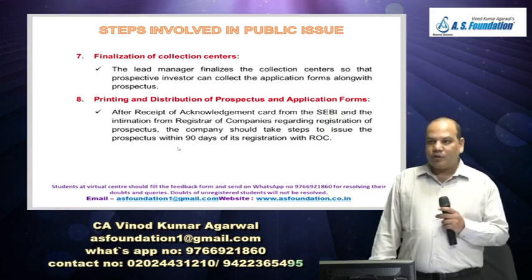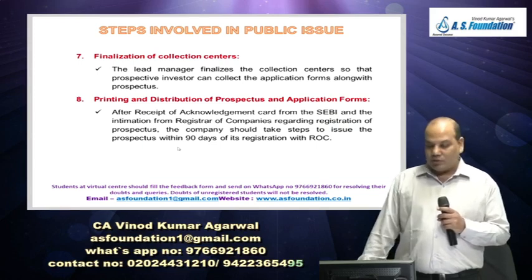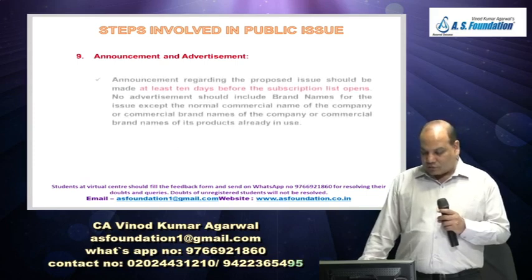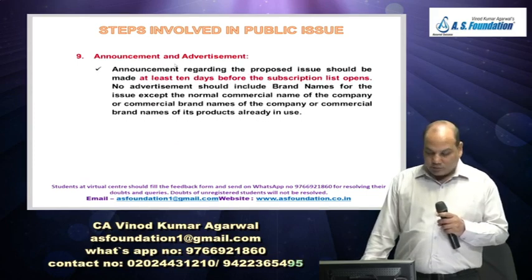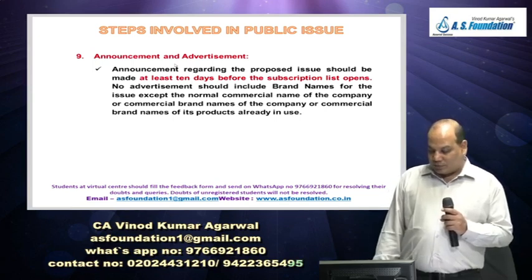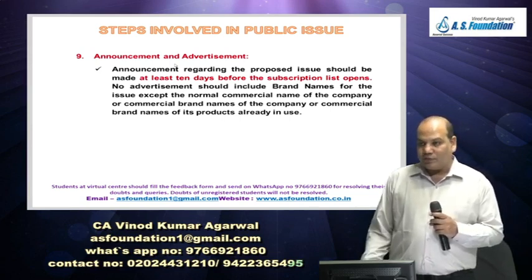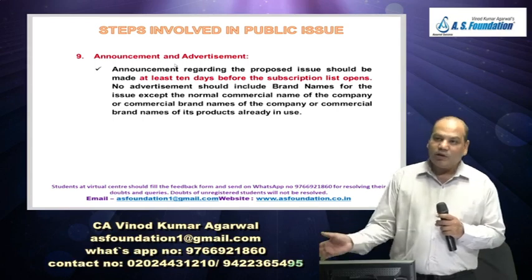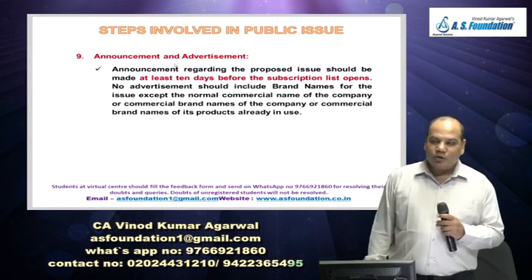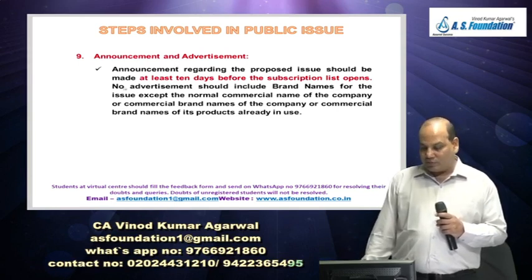So in how many days will the prospectus be issued now? 90 days, counted from the date it is registered with ROC, Registrar of Companies. And then step number 9 is announcement and advertisement. Now the company will take steps to market the issue and raise the funds. For raising the funds, you have to make the public aware first that we are coming out with the public issue. So announcement regarding the proposed issue should be made at least 10 days before the subscription list opens.